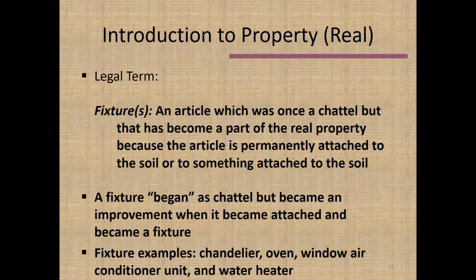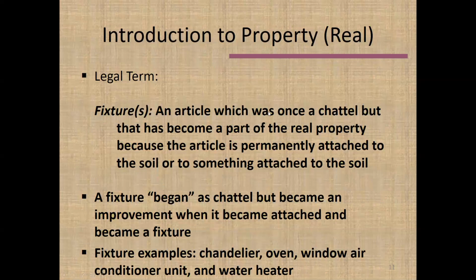Let's talk about fixtures. Fixtures are stuff that once upon a time were chattel, but they've stopped being chattel. You could make an argument that my grand piano has become a fixture, especially if I have attached it to the ground. You could even make an argument that it's a fixture as soon as I put up those walls that it wouldn't go through. But let's see what the technical definition for a fixture is.